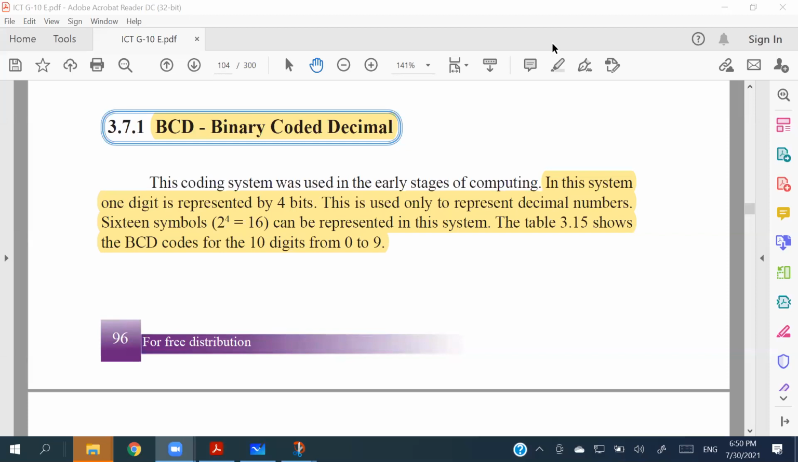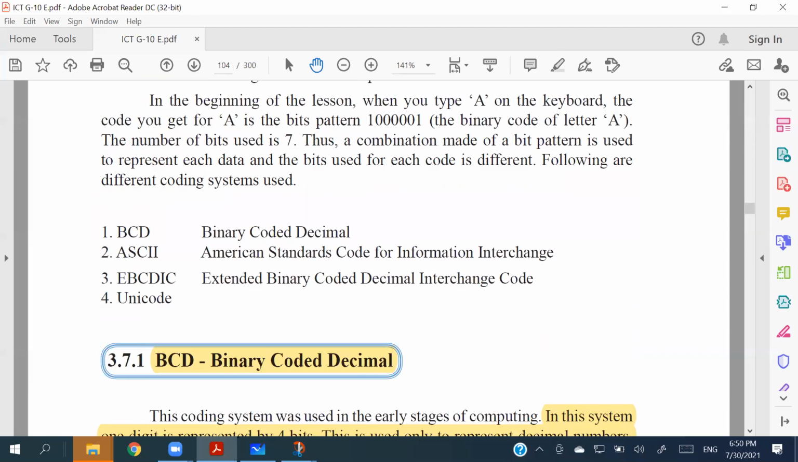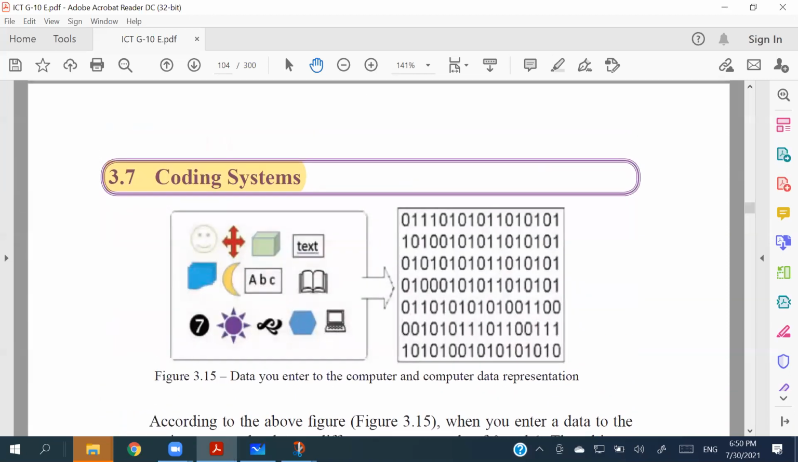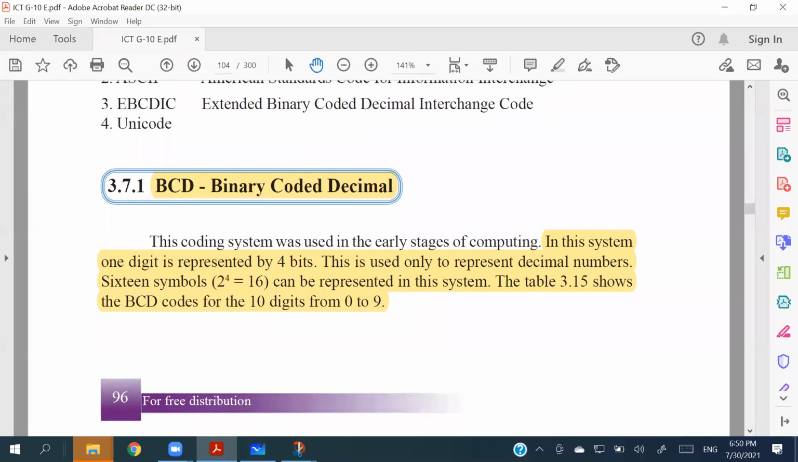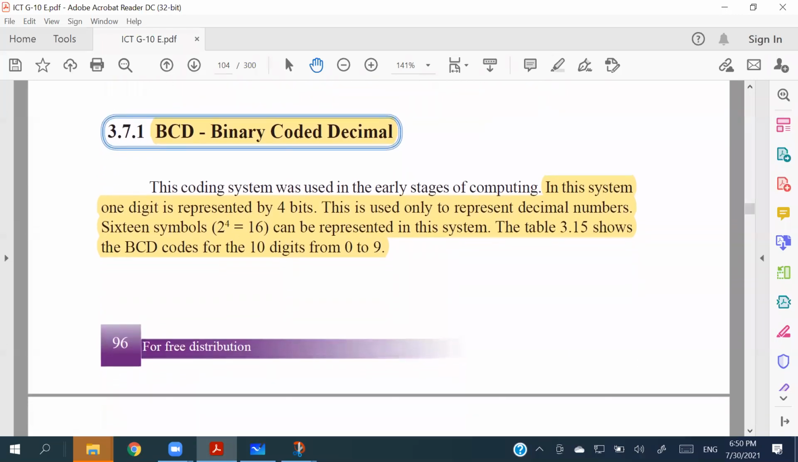You need to write what you highlighted earlier. Earlier we highlighted coding systems, right? Under that you are going to write binary coded decimal.